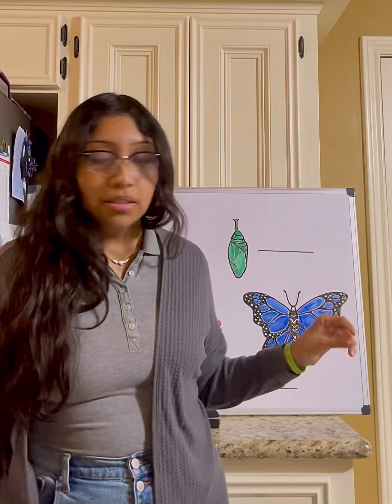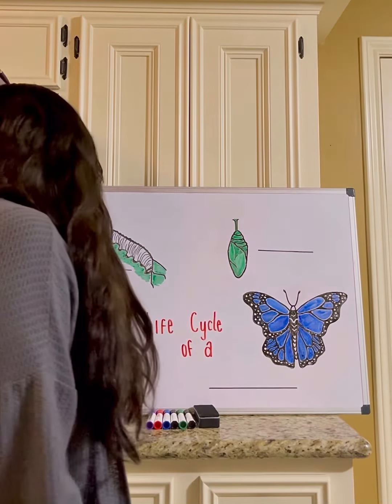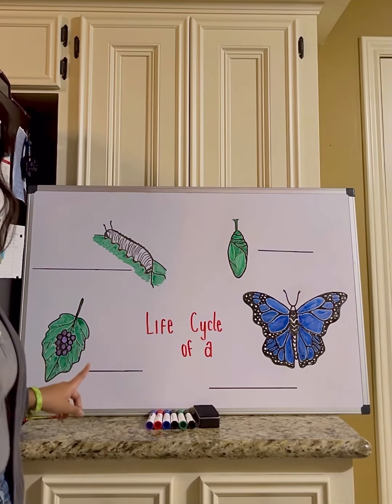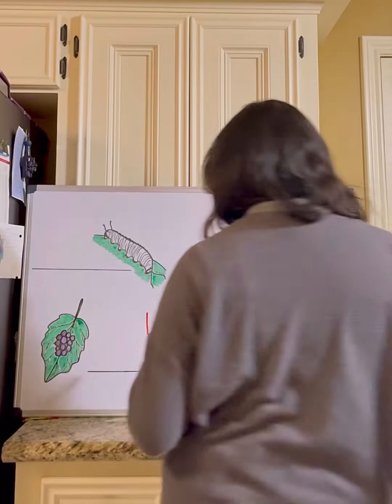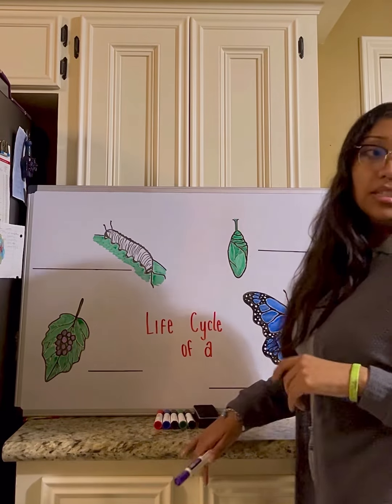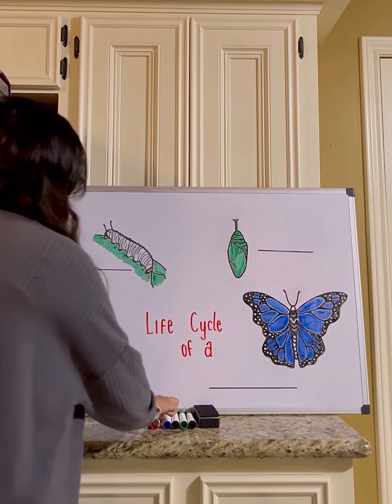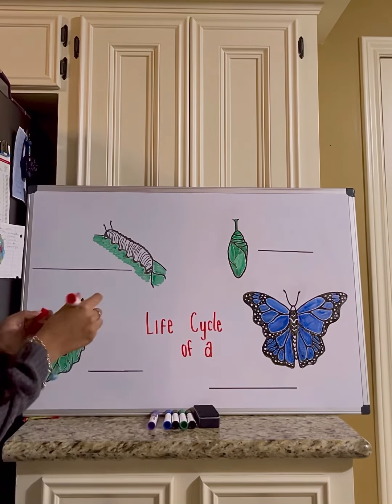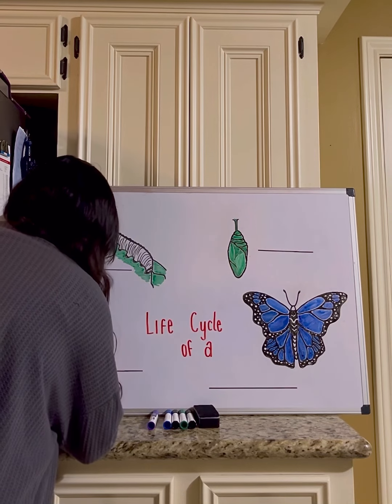So, right now, the first step in the life cycle of a butterfly is the egg, okay? So everybody look for the picture that looks like this in your worksheets and write down the word egg, okay? I'm gonna write it down. The word egg, E-G-G, okay? So this is the first step.